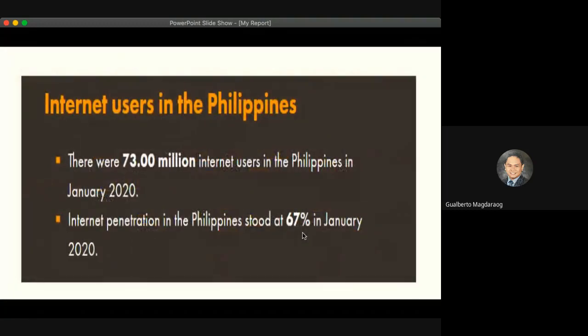Let me check again. Ito, internet users in the Philippines. There are 73 million internet users in the Philippines in January 2020. The penetration is 67% in January, meaning comparing last year to this year, there is an increase of internet users of 67%. Imagine gaano yan kabilis, gaano kalaking dadagdag na online citizen or netizens every year. 67%.